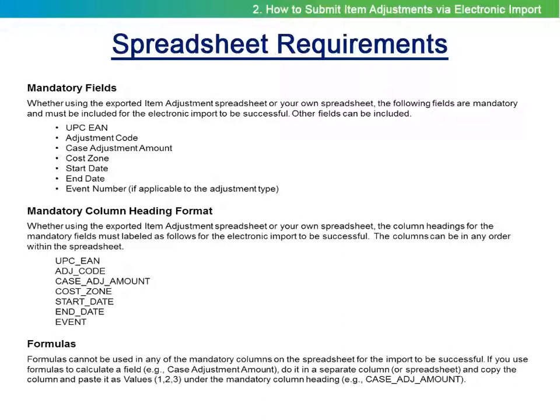Mandatory fields are UPC, adjustment code, case adjustment amount, cost zone, start date, end date, and event number if applicable. The column headings for the mandatory fields must be labeled as follows for the electronic import to be successful. The columns can be in any order within the spreadsheet.